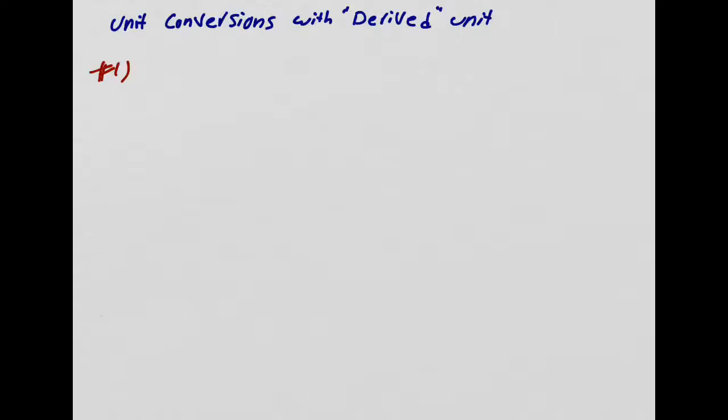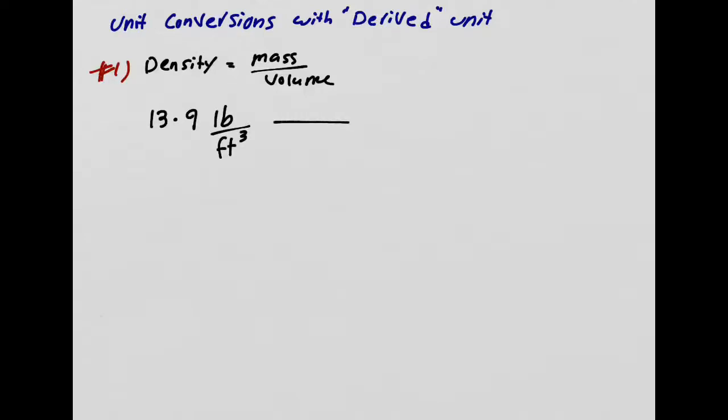Remember, density is mass over volume. Don't forget that. What I have is 13.9 pounds over cubic feet, and I want to convert it to ounces per inches cubed. So this is what we mean by derived unit.